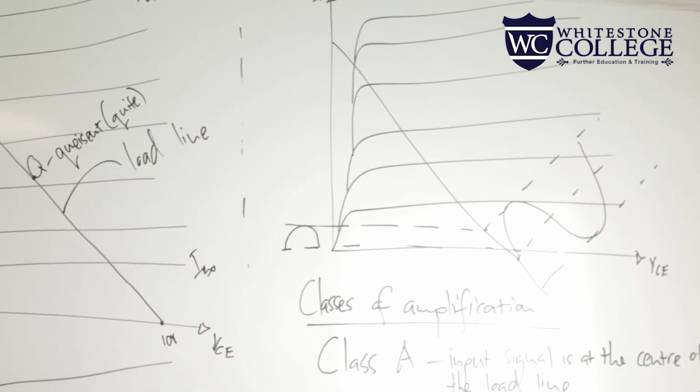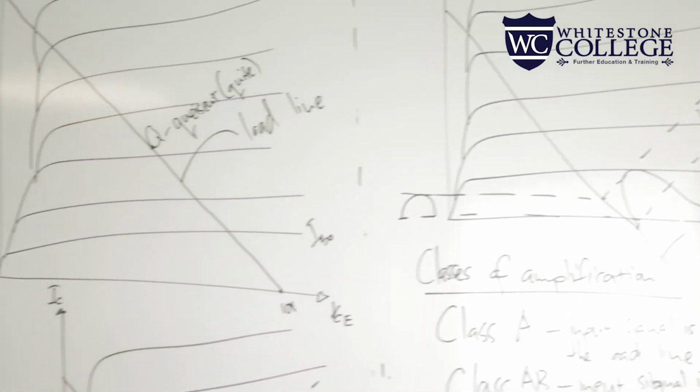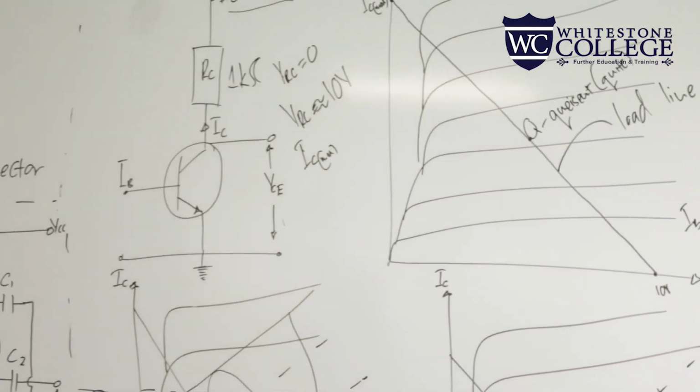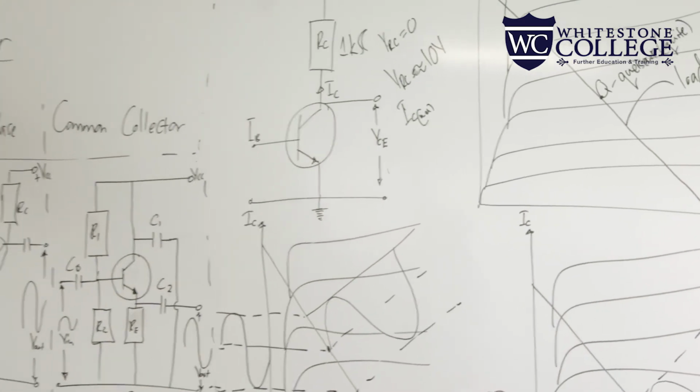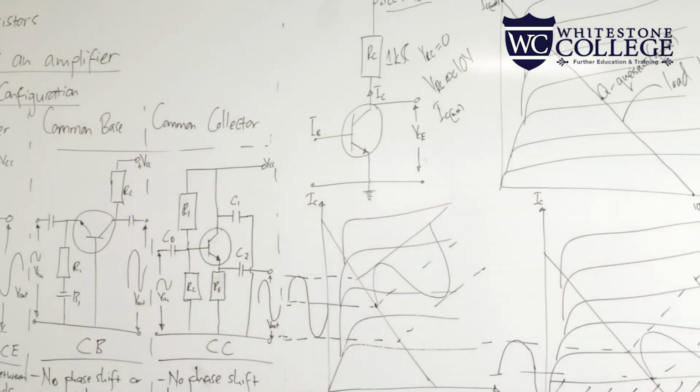So these are the three classes of amplification of our transistor. In this case, we are explaining the operation of a transistor as an amplifier. I think that's all.